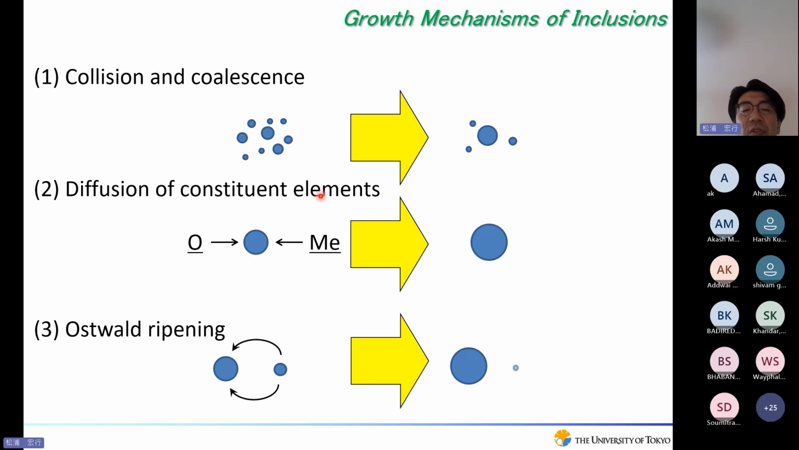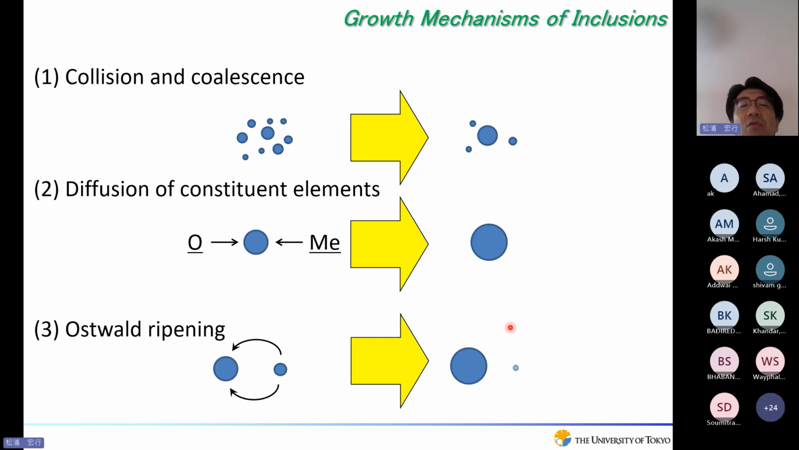The second one is the diffusion of constituent elements. This is quite easy to understand. Dissolved oxygen and dissolved deoxidizer come together to form some compound on the surface of existing inclusions, and then this inclusion becomes larger. The last one is the Ostwald ripening, which is the influence of interfacial energy on the different solubility of oxides. So when you have larger and smaller particles together, as you know, the Ostwald ripening will result in the further increase of the larger inclusions and then disappearance of the smaller inclusions like this.